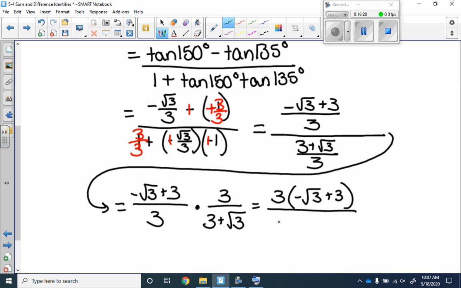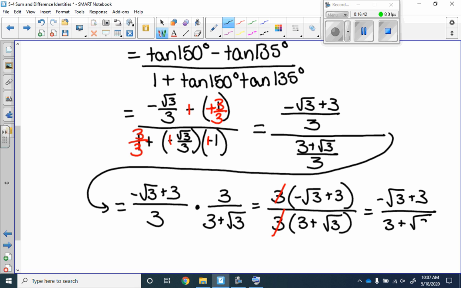And I'm just going to multiply this out. Now, what's going to happen here is these 3's are going to cancel each other out, which is great for us. And the rest of this then, there's nothing else we can do. So negative square root of 3 plus 3 divided by 3 plus the square root of 3.